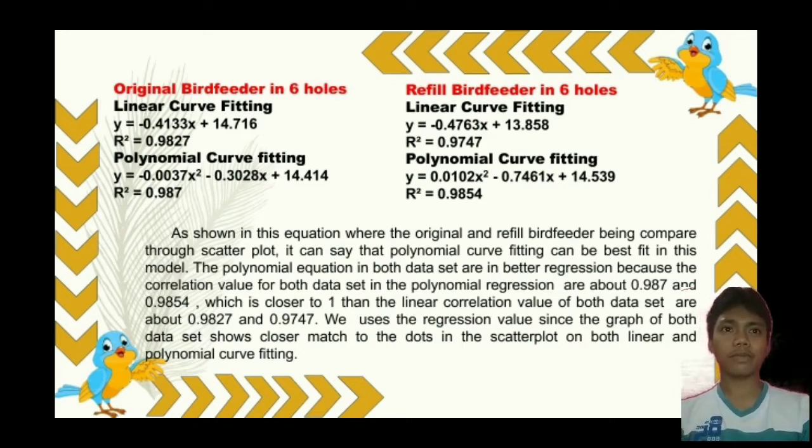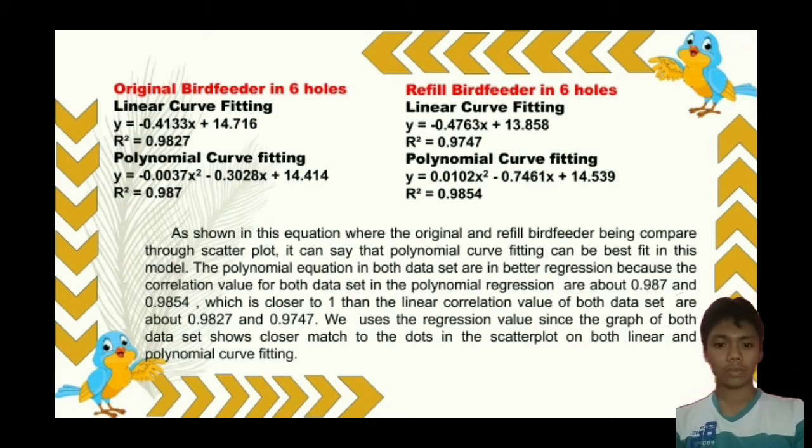In the refilled bird feeder with 6 holes, the linear curve fitting equation is y equals negative 0.763x plus 13.858, and the regression is equal to 0.9747. For the polynomial curve fitting, y equals 0.102x squared minus 0.461x plus 14.539, and the regression is 0.98.